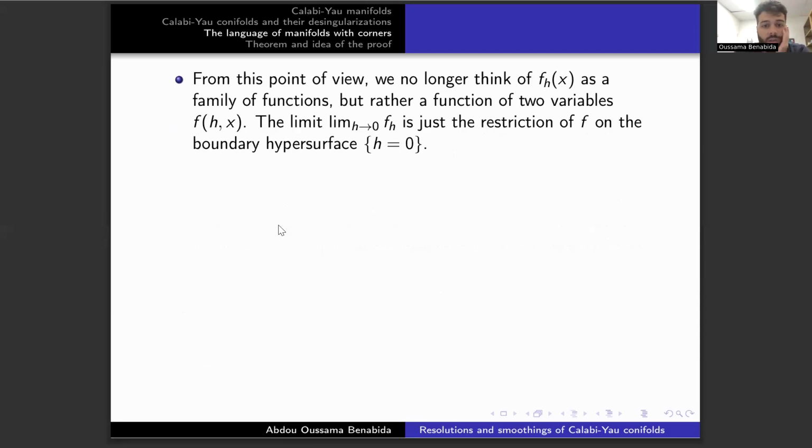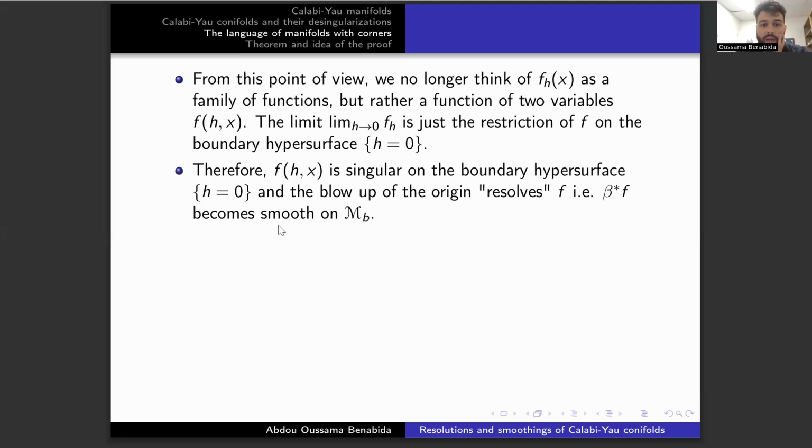As I said, from this point of view, we no longer think of f_h as a family of functions, but rather a function of two variables, f of h and x. And the limit of f_h when h goes to 0 is just the restriction of f on the boundary hypersurface h equal to 0 on the parametric space. And the fact that the limit is not continuous tells us that f(h, x) is singular on the boundary hypersurface h equal to 0.